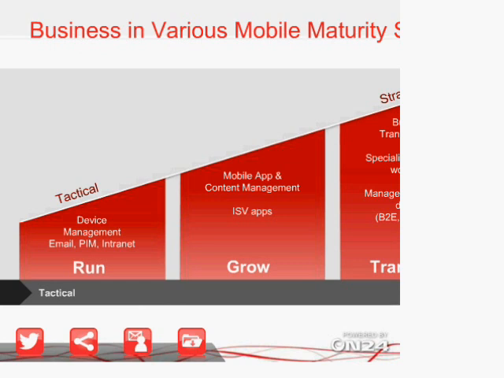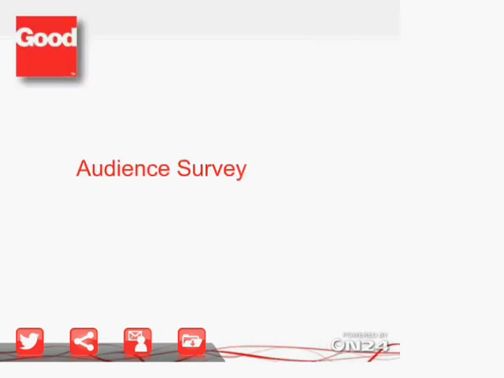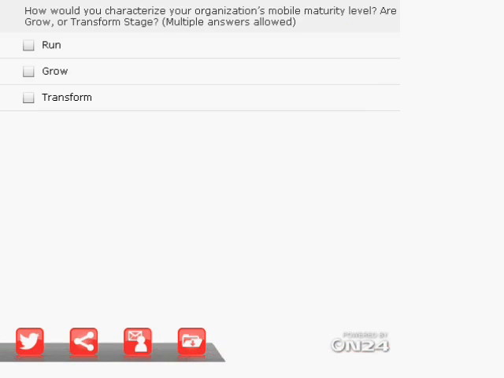So as we think about this kind of framework, let's do a little practice survey here and get the audience involved. We'd like to ask you to think about your organization and think about whether your organization is in the run, grow, or transform stages of mobile maturity. We'll give you a couple moments to click on the widget. We'll have a couple survey questions throughout the webinar today just to keep folks participating. It's always better when it's a two-way conversation.